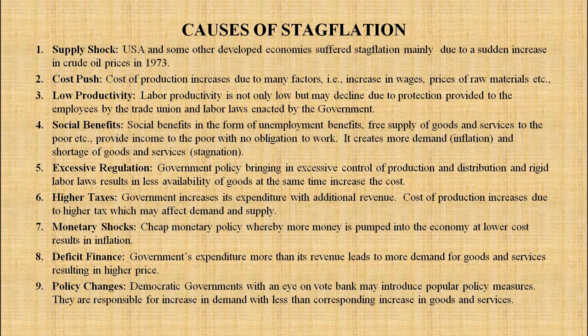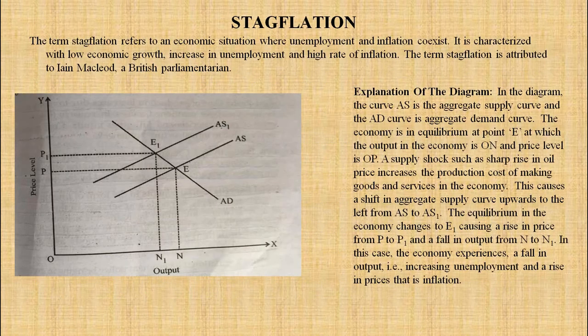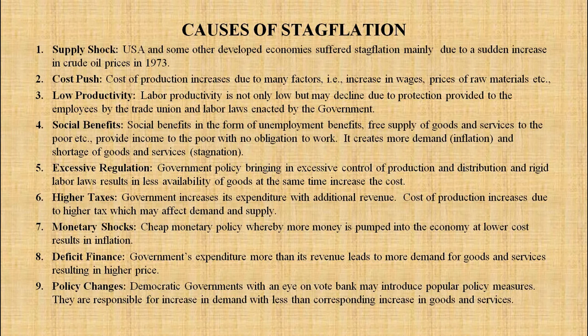Now the next point, we will see why stagflation is there in the economy. As I told you, the definition is that unemployment and inflation coexist. So why do unemployment and inflation coexist in the economy? What are the causes? The first cause is supply shock.